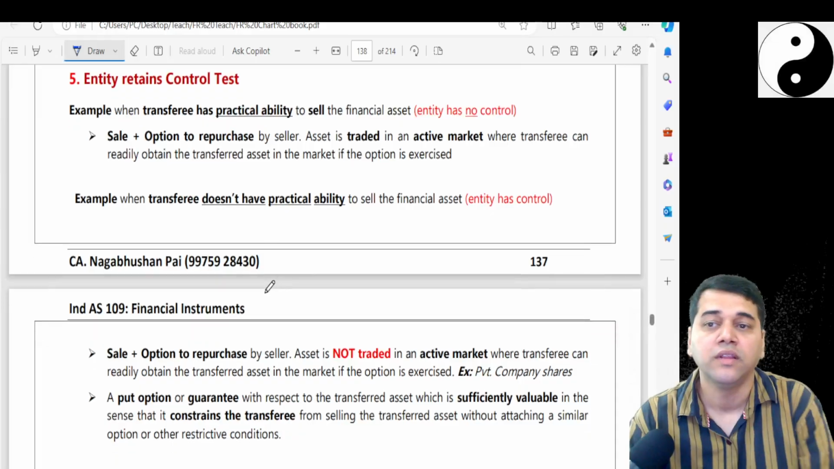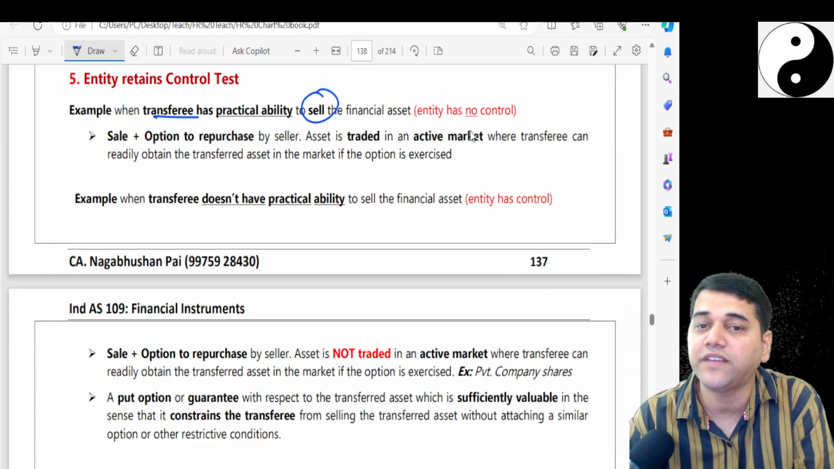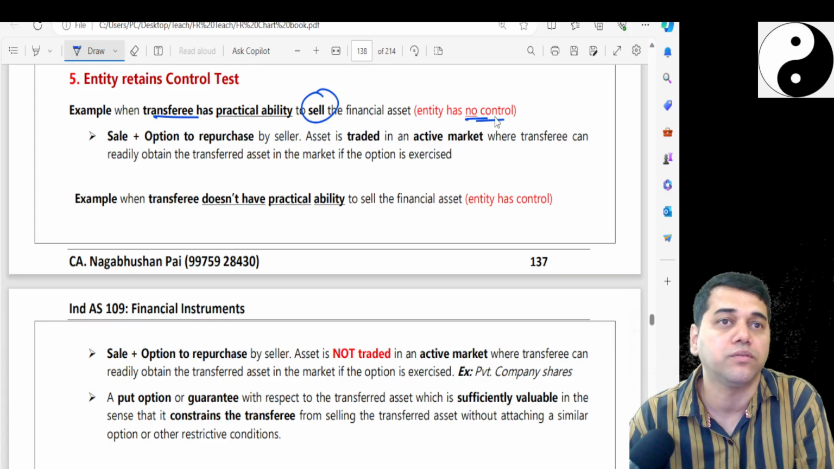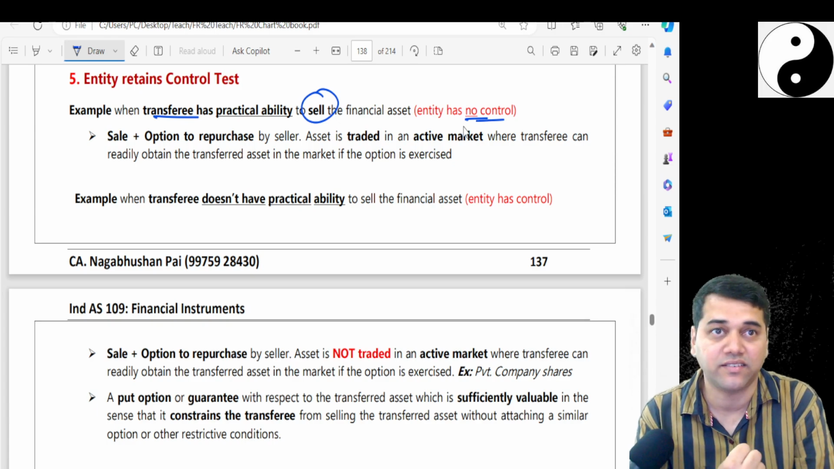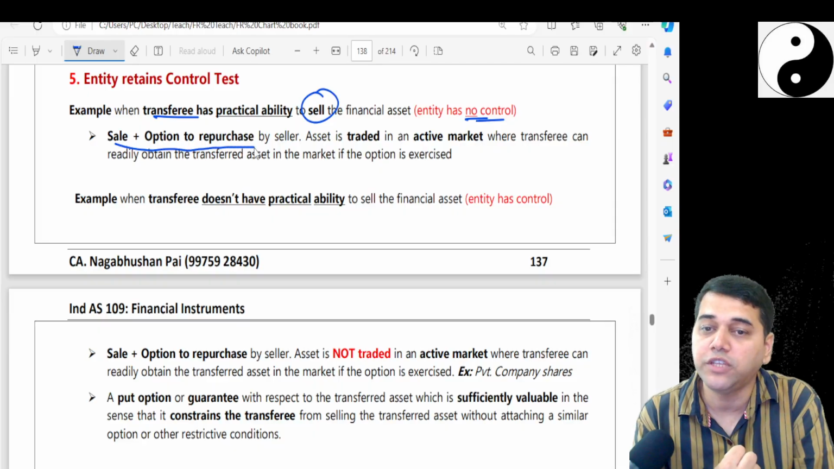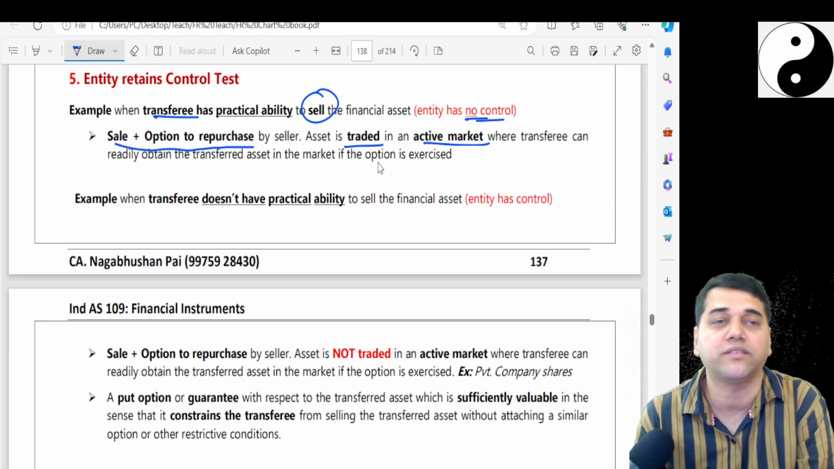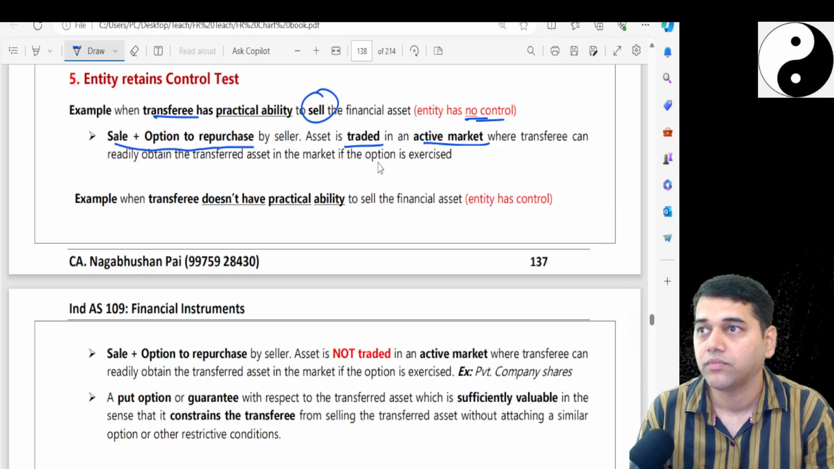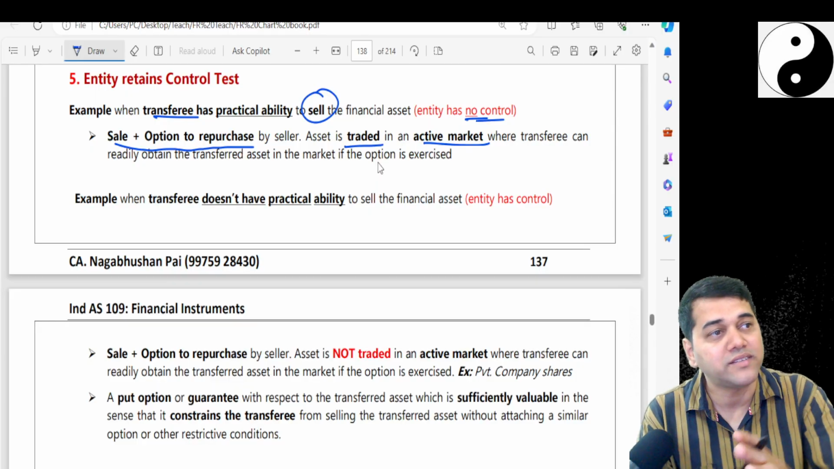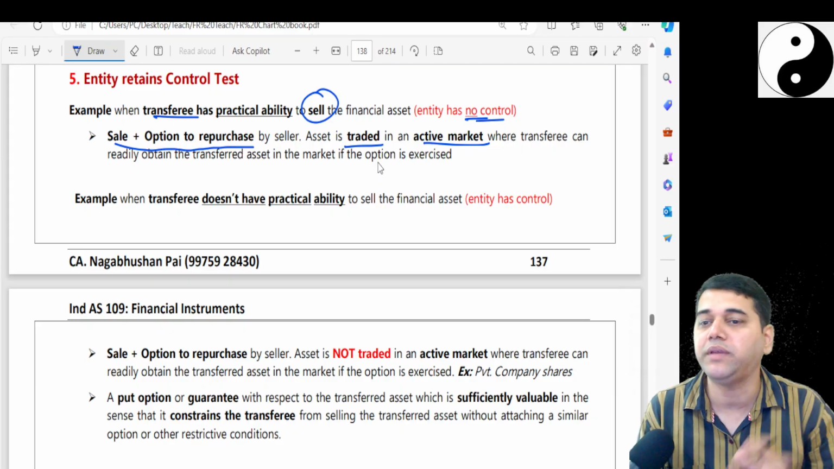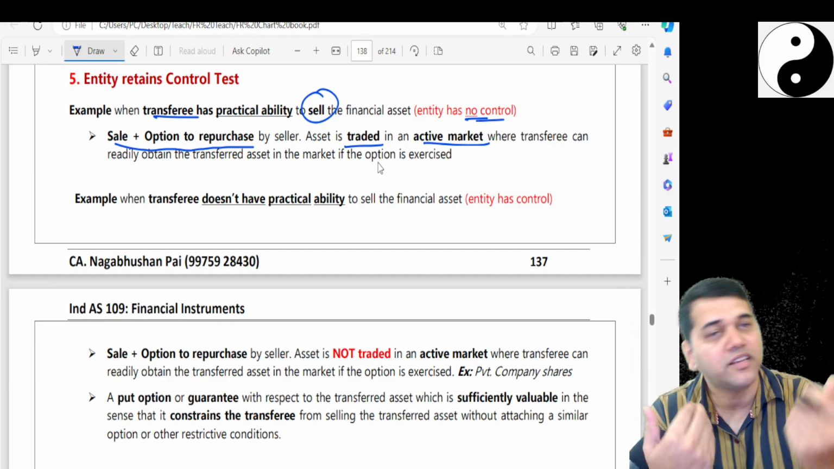Entity retains the control. Like transferee, that means you, has got practical ability to sell the financial asset, and entity has got no control. When do we say we are controlling? So transferee has got entire rights, like sale plus option to repurchase, but the asset is traded in the active market where the transferee can readily obtain the transferred asset. Let me say I have sold to you and I have got an option to buy it back from you. But that asset is such that you can sell it any time, you can go to the market, buy it back and give it to me. If that is the case, then we can treat this sale as a normal sale.